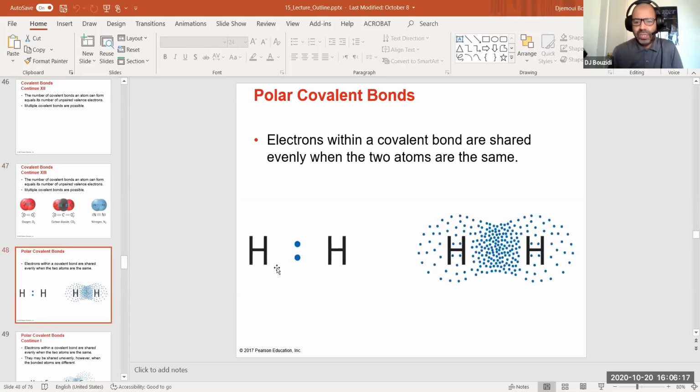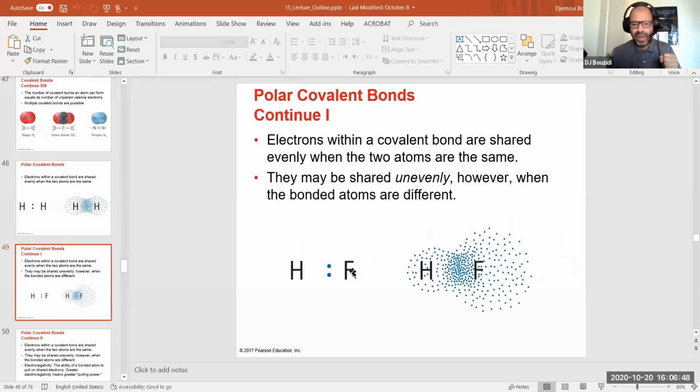In the case of hydrogen, for example, when the atoms are connected together, the electrons are actually in the middle. And in this case, the molecule is non-polar because it does not have a charge moving one way or the other. In other words, these electrons don't tilt to one side or the other. Both of them have the same power, the same affinity for their electrons. Basically, they don't move the electrons one way or the other.